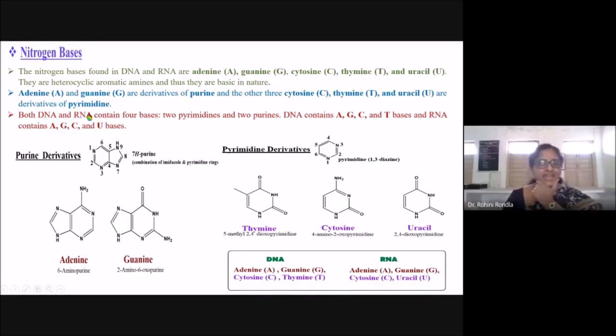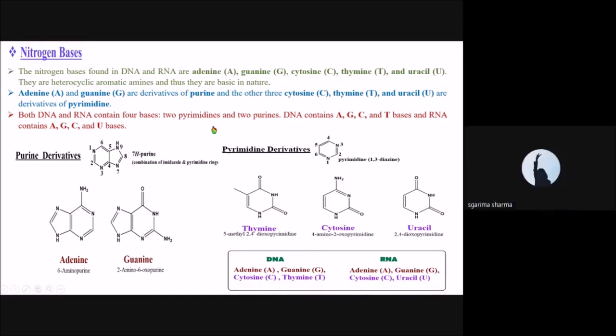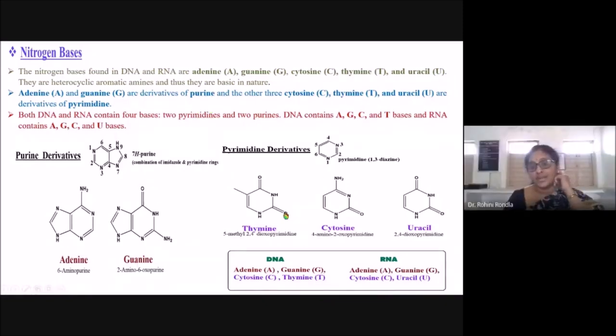Okay. Adenine and guanine are derivatives of purine, imidazole and pyrimidine rings. Purine derivatives. What am I asking? Purine. Adenine and guanine are derivatives of purine. Okay. And what are the names of pyrimidine derivatives?